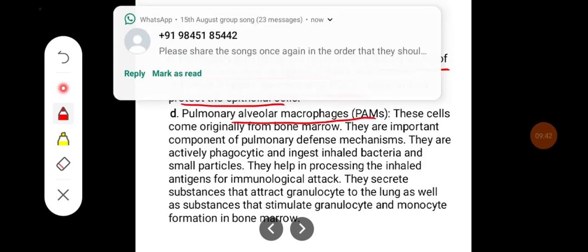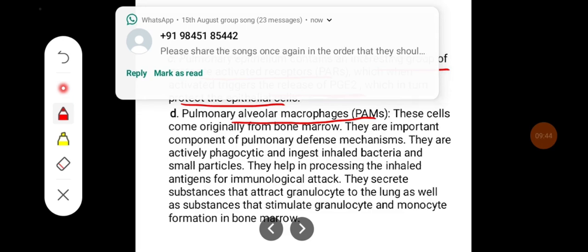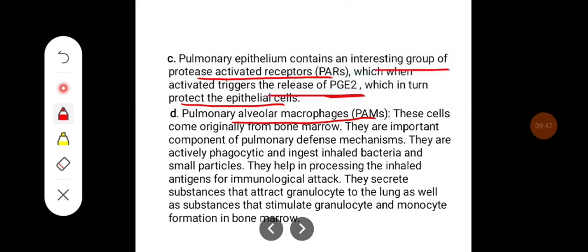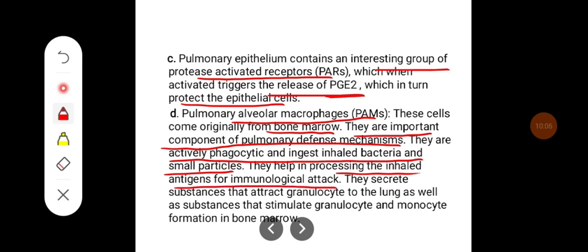Pulmonary alveolar macrophages, which are called PAMs, come originally from the bone marrow. They are an important component of the pulmonary defense mechanisms. They are actively phagocytic and ingest inhaled bacteria and small particles. They help in processing the inhaled antigens for immunological attack. They secrete substances that attract granulocytes to the lung, as well as substances that stimulate granulocyte and monocyte formation in bone marrow.